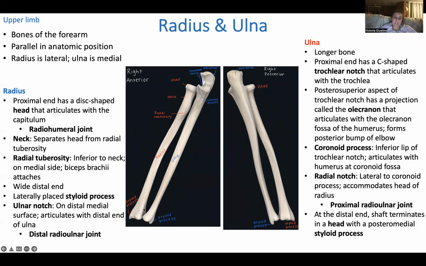And then moving distally, we can see that the radius now is thicker and the ulna is thinner. So the thicker radius is going to have an ulnar notch, and that's where we'll have the distal radial ulnar joint. And so the proximal radial ulnar joint is a pivot joint, and that allows your radius to cross over your ulna during pronation.